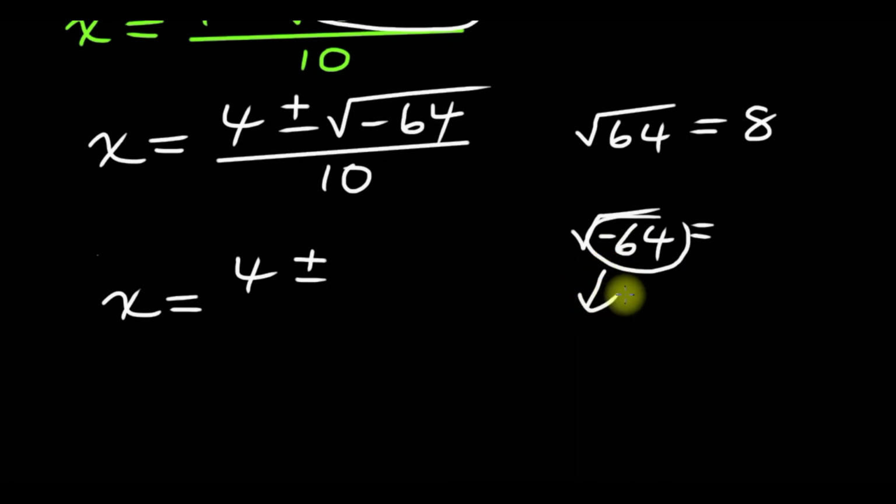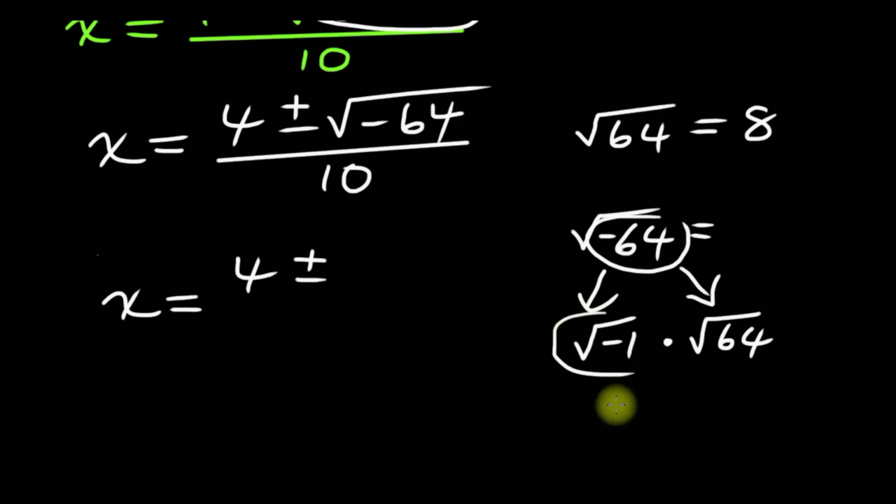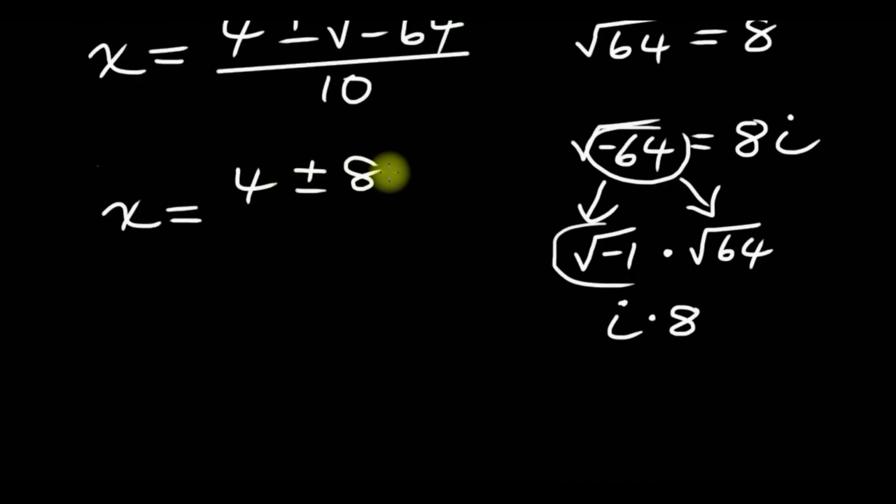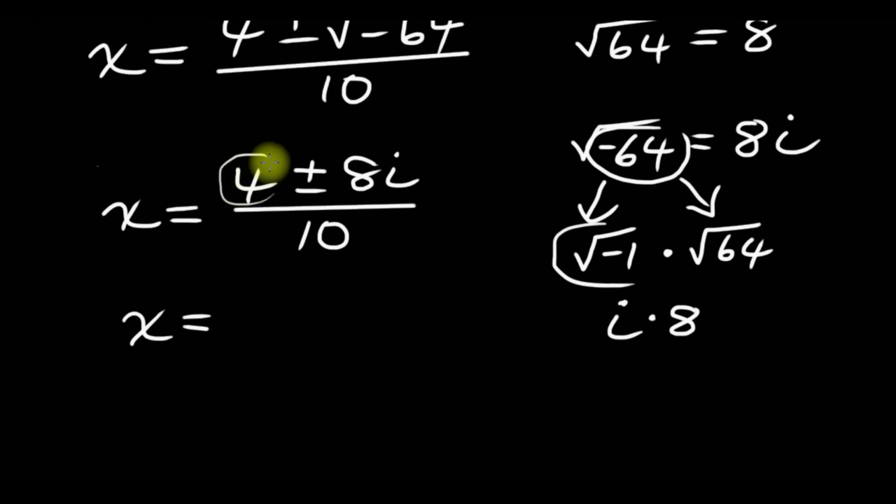And then to simplify, we would have to break it down using the square root of negative 1 times the square root of 64. Now the square root of negative 1 is equivalent to i, and then the square root of 64 is 8. So your answer here is going to be 8i, and then you divide that whole thing by 10. We're going to continue to simplify. Looks like 4, 8, and 10. The common factor is going to be 2. 2 can go into all of these numbers, and 2 is going to be your greatest common factor. To come up with the final answer, we're going to divide all of these numbers by 2.